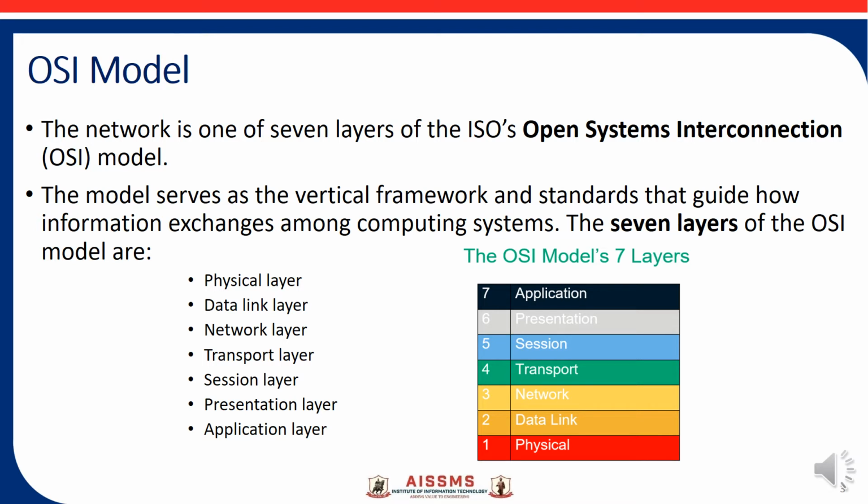layer, which is the physical layer. Above the physical layer, the second layer is the data link layer, the third is the network layer, the fourth is the transport layer, the fifth is the session layer, the sixth is the presentation layer, and at the topmost, the seventh layer, is the application layer. So let's take an overview of the functionalities provided by these 7 layers.